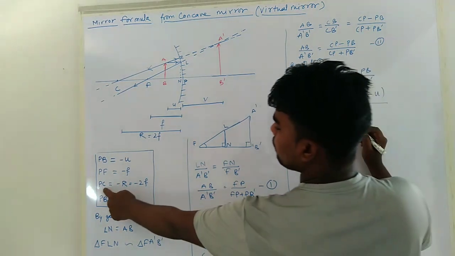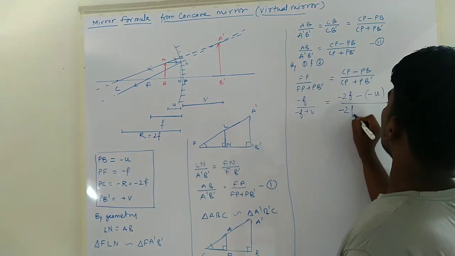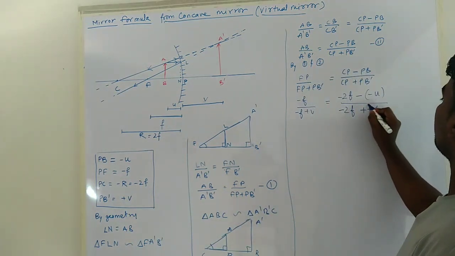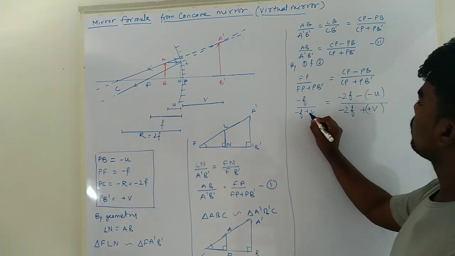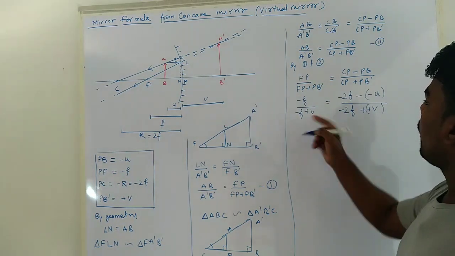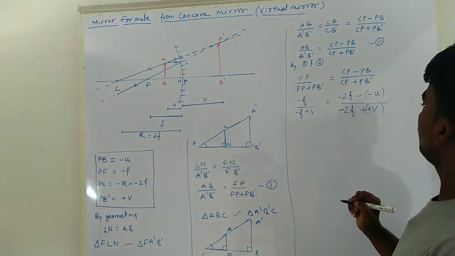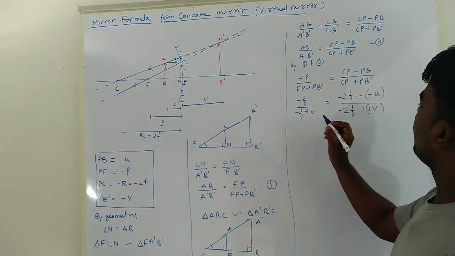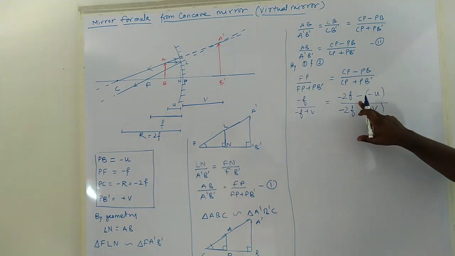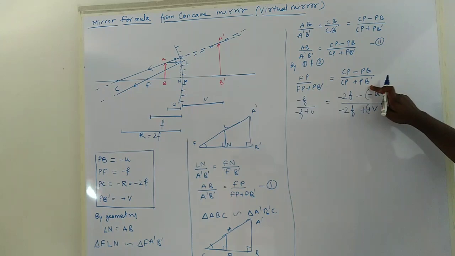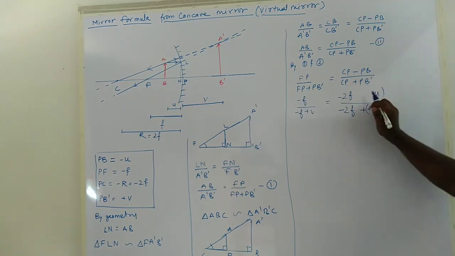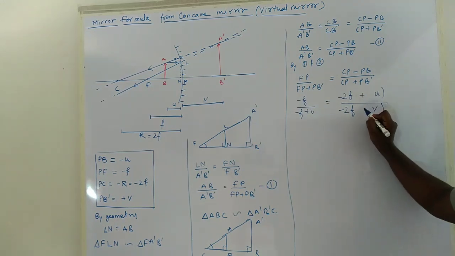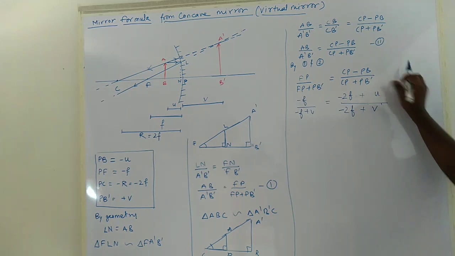What is the value of CP? PC, same thing, minus 2F plus PB dash. PB dash is plus V. Okay, this is there, and that is also plus V, so plus plus plus. Now we will solve this. First eliminate the unusual kind of minus sign. So this minus minus will be multiplied and this will become plus. And this plus plus will be multiplied, this will also become plus. This sign you can remove.